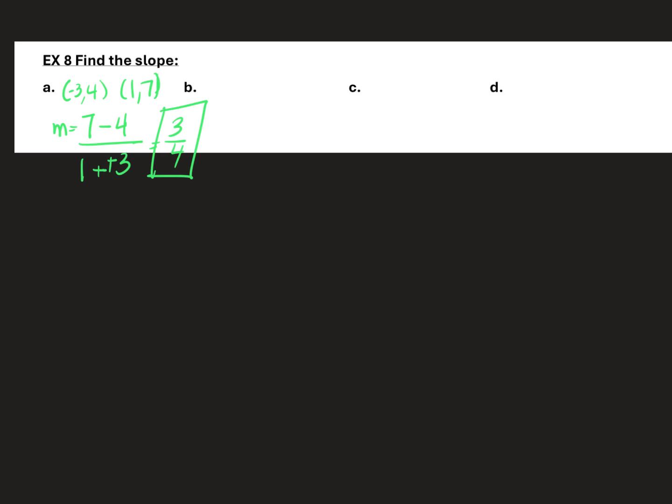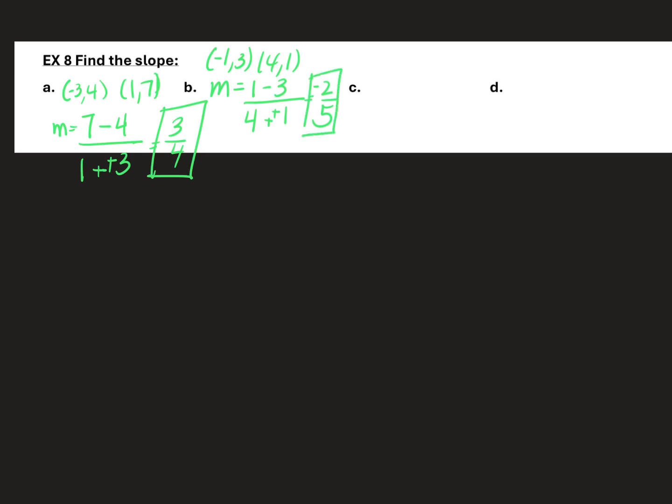For letter B, the slope for these two ordered pairs, negative 1, 3, and 4, 1, will be the change in y. So I will do y2 minus y1 divided by x2 minus x1. 1 minus 3 is negative 2. 4 minus negative 1 is positive 5. So negative 2/5 is the slope for letter B.